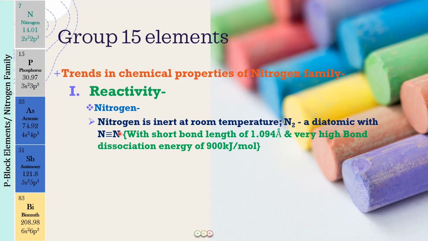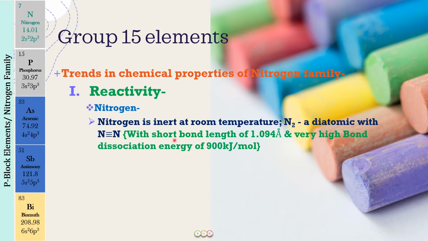This is because nitrogen has a very small size and high electronegativity, and because of these it is possible for nitrogen to form an effective p-pi overlapping, and hence we see the formation of multiple p-pi bonds in the case of nitrogen. As we go down the group, the size increases, the electronegativity decreases, and the effective overlapping of the p orbitals is not possible. That is why we see this multiple p-pi bonding only in the case of nitrogen.